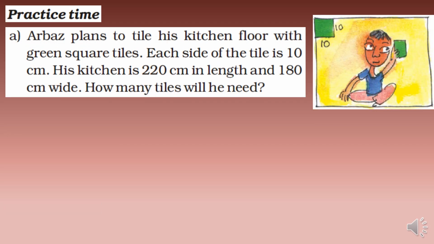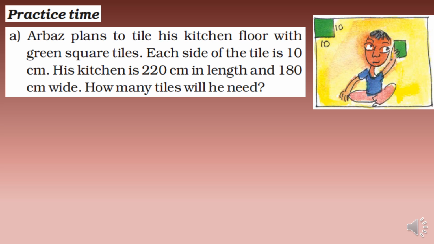Practice time. Arbaz plans to tile the kitchen floor with green square tiles. Each side of the tile is 10 centimeter. His kitchen is 220 centimeter in length and 180 centimeter wide. How many tiles will he need? This is the same question like the one which you solved just now, that is putting the stamps, right? So it is like that only.